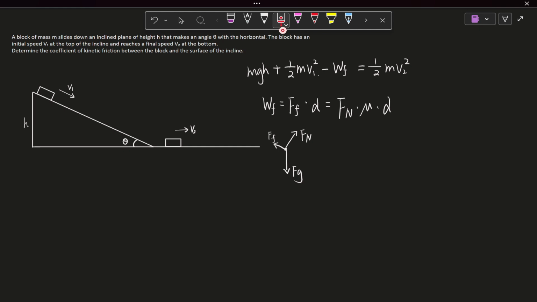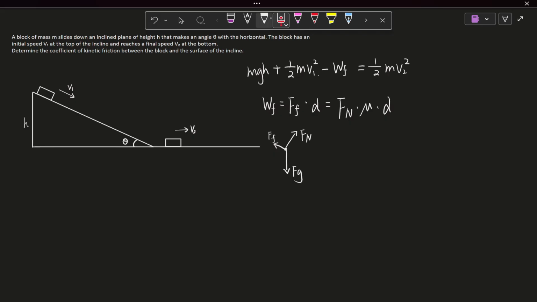And also, over here, you don't really need to put cosine theta here because the angle between the friction force and the direction that the object is moving is actually 0 degrees. And cosine 0 degrees is equal to 1, so we ignore it over here. And also, the block is not moving straight up towards the surface or even breaking into the surface, right? So the object is at equilibrium in the direction perpendicular to the surface of the incline.